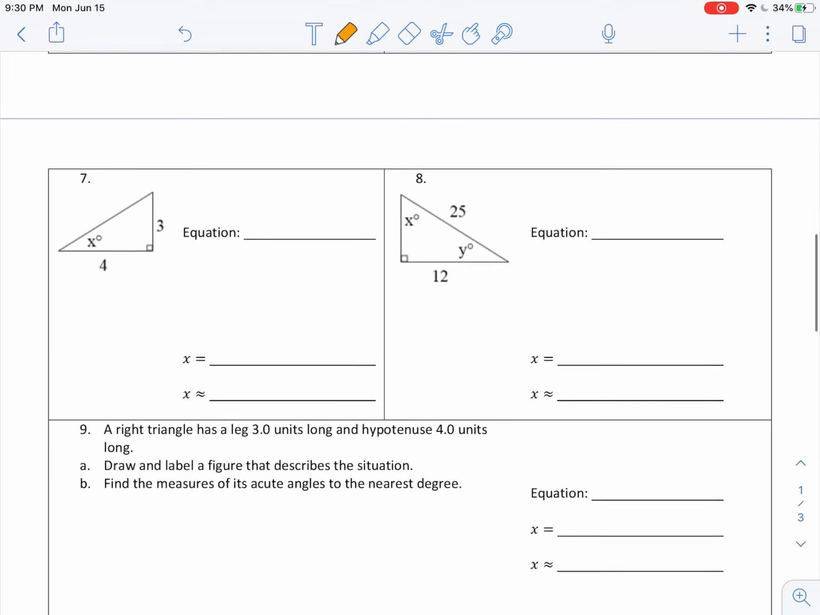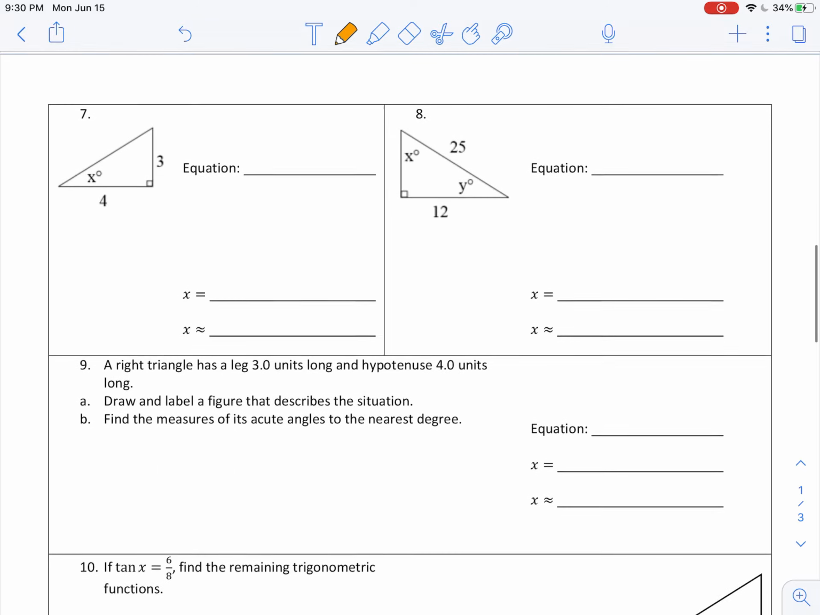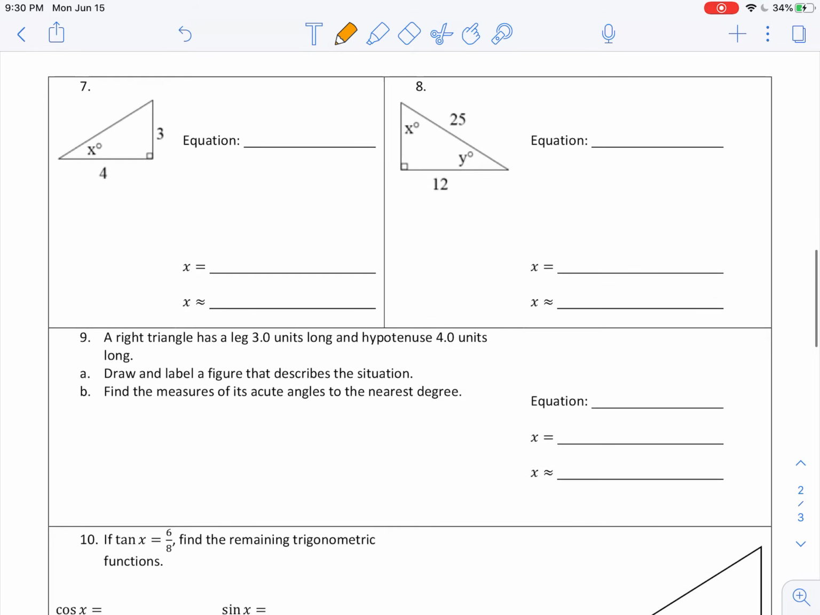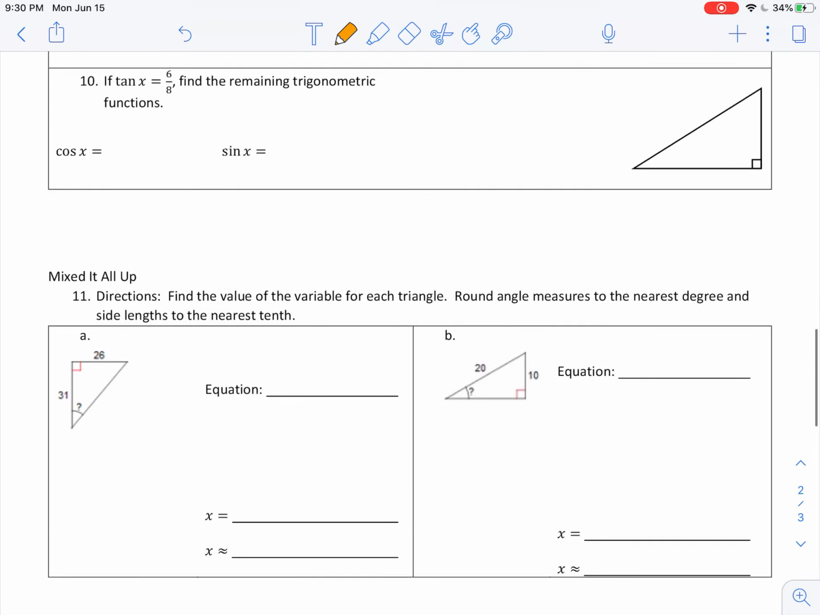I think I'm going to stop on that one there. I'm going to skip down to number 10. So this will be the last one, and then I'll start a new video to finish it up. It says, if tangent of x is 6 over 8, find the remaining trigonometric functions. So you'll see neither of these say x equals. I don't care what x is. I want fractions. I want ratios, which means we basically already did this problem yesterday.